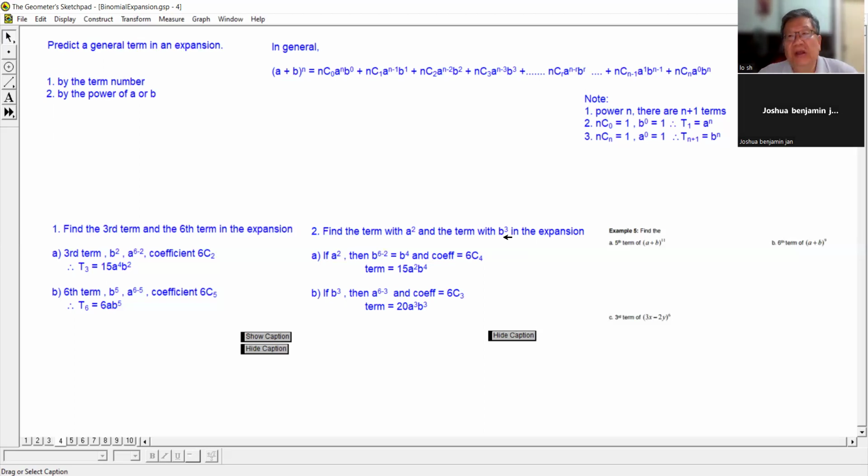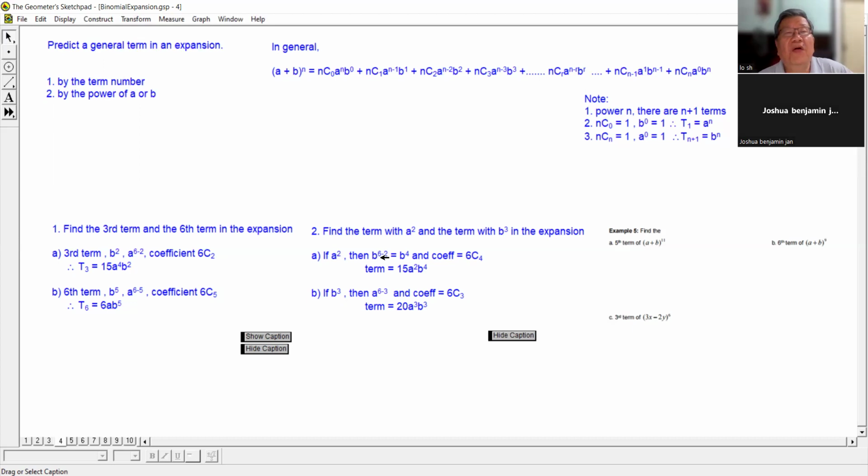Yes, they will give you one piece of information. Then they want all the other information about that particular term. That is what they want. Right? So we start with the first part. Find the term with a squared. So now I write down, if a squared, what will be b? What will be our b? B to the power what? 4. B to the power 4.